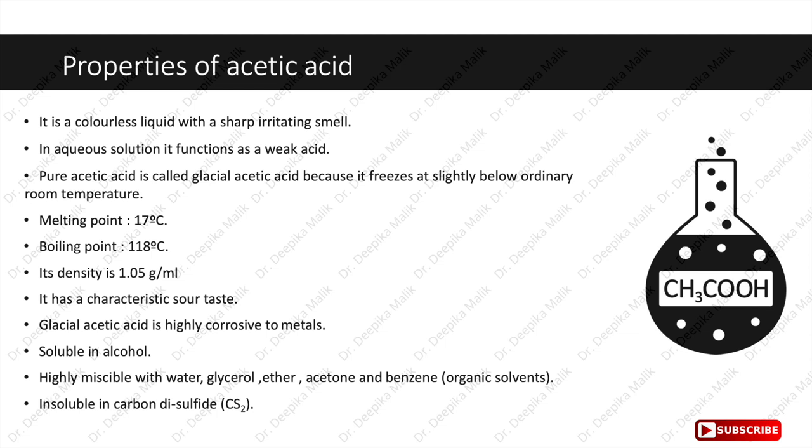Now let us see some properties of acetic acid. It is a colorless liquid with a sharp, irritating smell. In aqueous solution, it functions as a weak acid. Pure acetic acid is called glacial acetic acid because it freezes at slightly below ordinary room temperature. Its melting point is 17 degrees Celsius, boiling point is 118 degrees Celsius. Its density is 1.05 gram per milliliter. It has a characteristic sour taste.